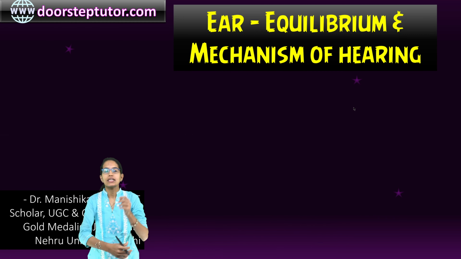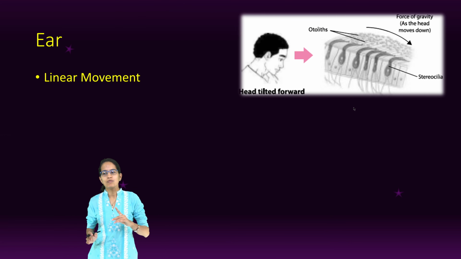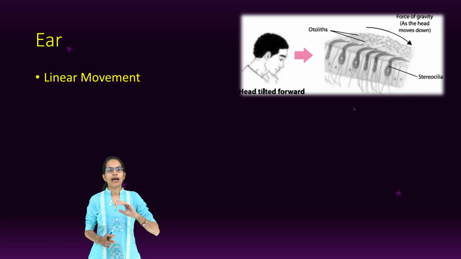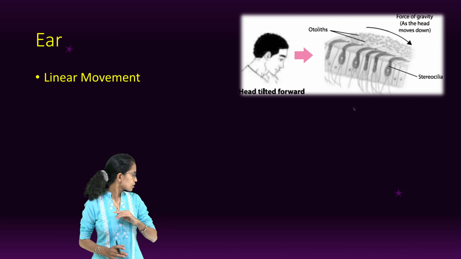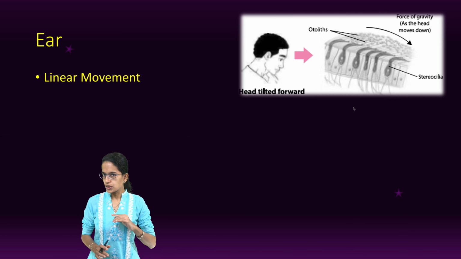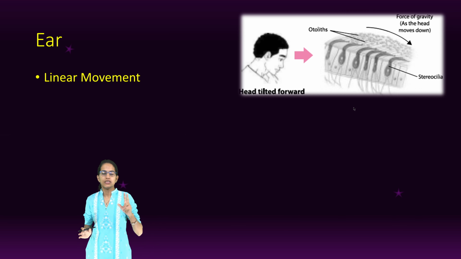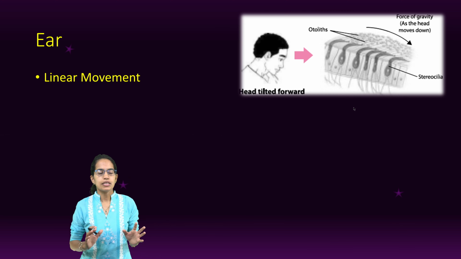So to begin with, equilibrium, we understand in two terms. We talk about linear movement as well as rotational movement. So when I say I'm moving my head up and down, this is a linear movement. I am moving my head to and fro, that is a rotational motion, right? So these two important motions are part of understanding the equilibrium in the ear.